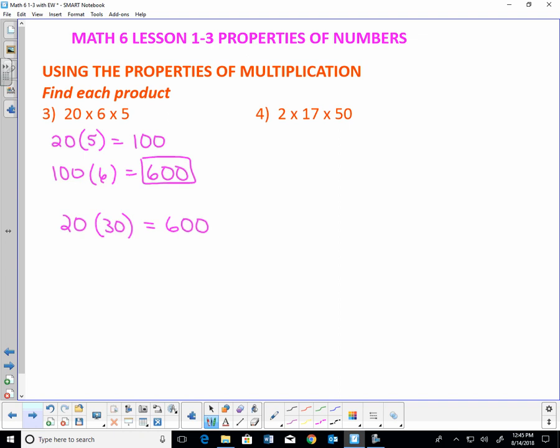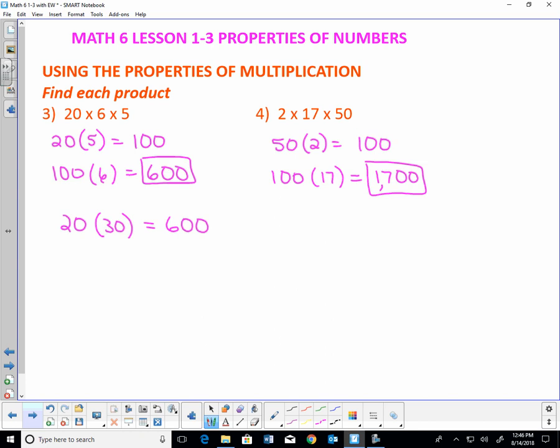If I look at number 4 here, 2 times 17 times 50. My brain says take 50 and multiply it by 2 because 50 times 2 is 100. And then I can take my 100 and multiply that by 17, and I get 1700. In this particular case, I used the commutative and the associative properties. I changed the order, and then I put 2 numbers together first that I wanted to multiply, and then I put the 3rd number together.